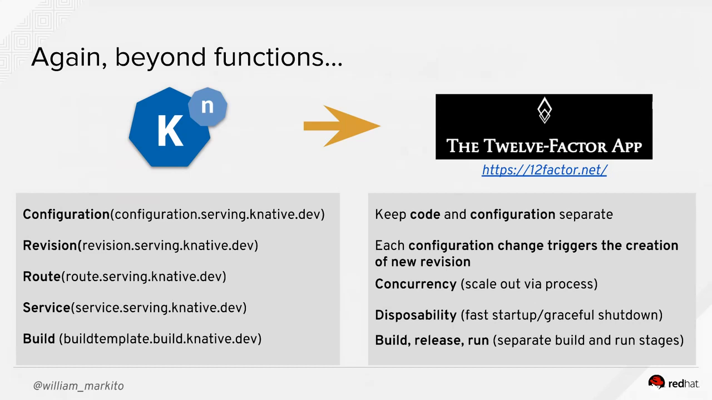So the idea to keep code and configuration separate, the idea to trigger a new revision for every single change you make in your source code, how you're going to handle concurrency, disposability. Again, that's something that is, I'd say, natural for a serverless platform. And then the idea of separating the build steps from the running steps, from releasing, all of that, I would say you already get out of the box from these high-level constructs in Knative.